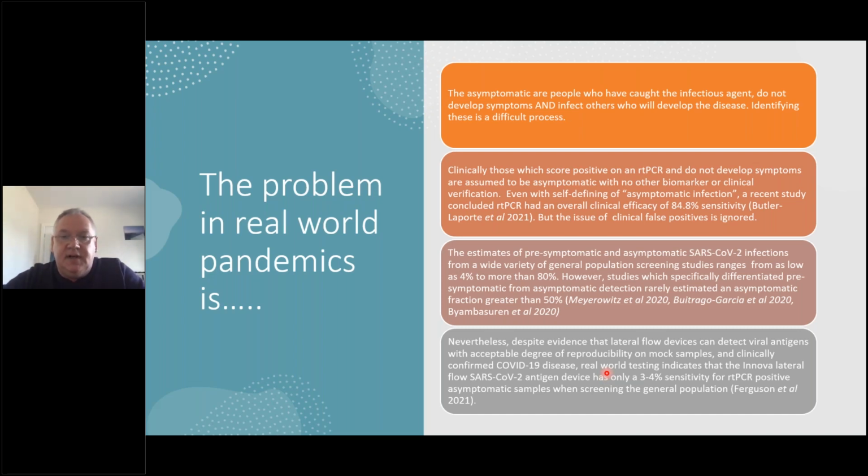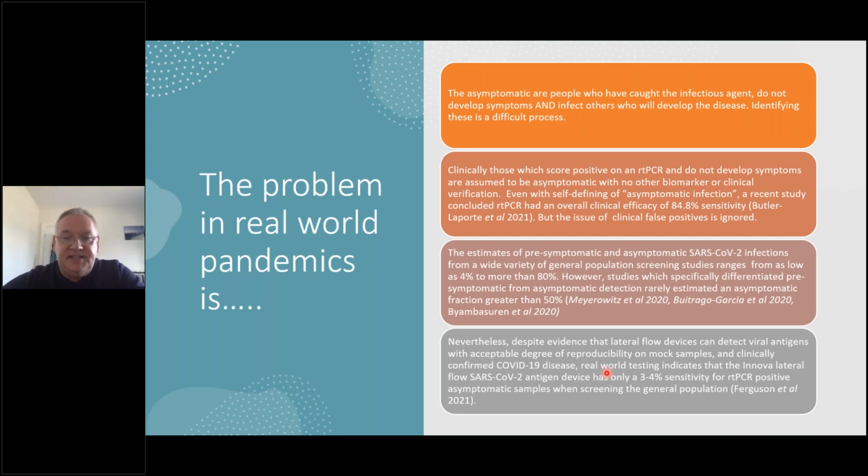We need to identify the asymptomatics, and the lateral flow device has been rolled out in the UK in particular, and it's about to be rolled out in the US as the rapid screening technology to screen the entire population of people who do not have symptoms. Well, the problem is that this test was only developed and validated against people with symptoms in hospital.